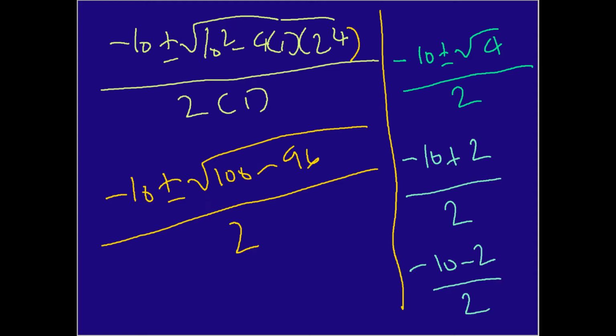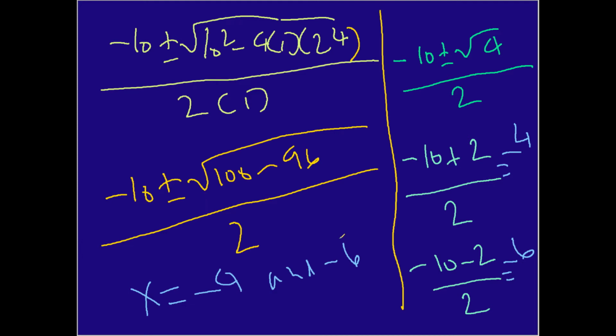So I think we know what those are going to be. Minus 10 plus 2 is going to be minus 8. Divided by 2, this is going to be minus 4. That's one x value. And then minus 10 minus 2 is going to be minus 12. Divided by 2 is going to be minus 6, like that. So in other words, our x is going to equal negative 4 and negative 6. Sometimes it can also be an or, depending on the context of the problem.